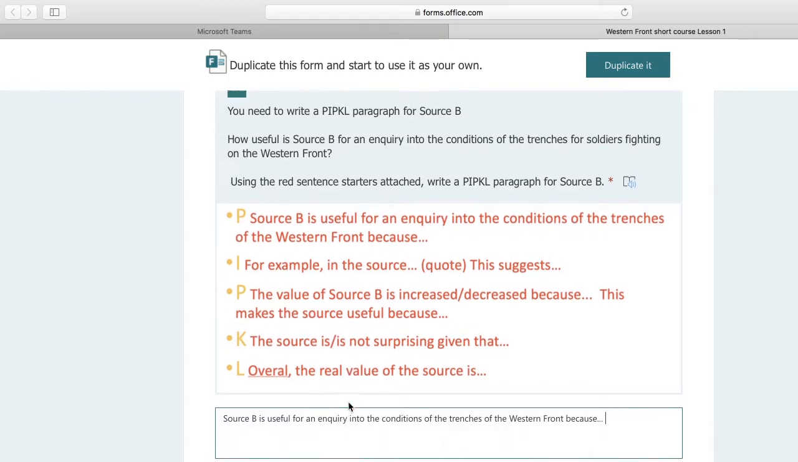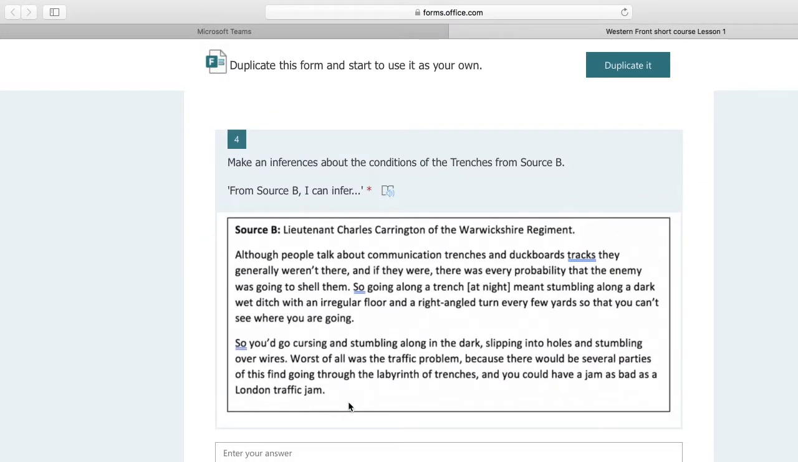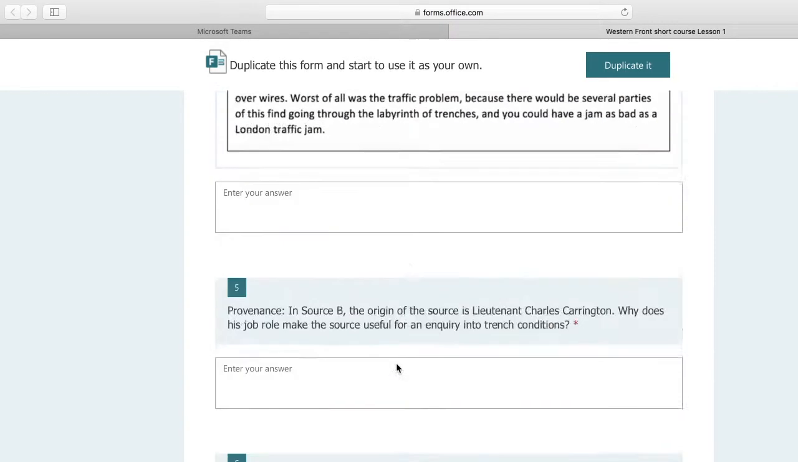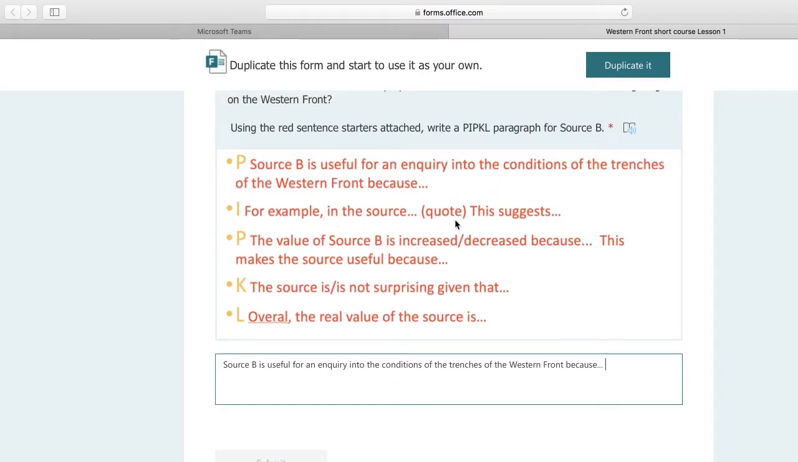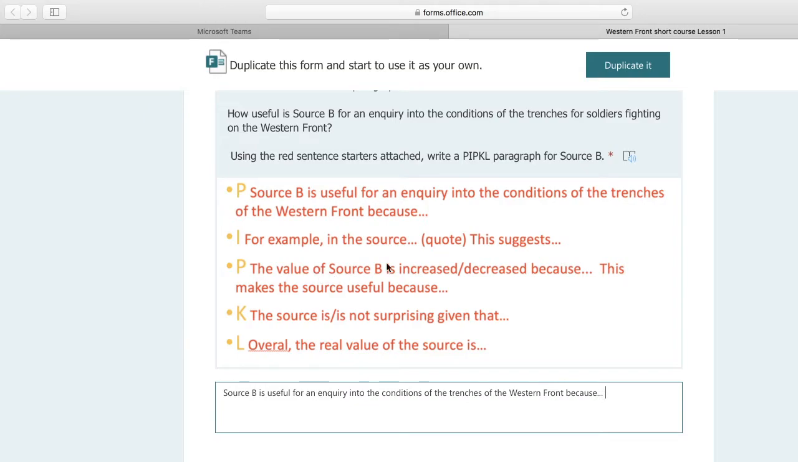And you're going to tell me, what does that source actually tell you? Because as you read it, it's going to tell you things about the conditions of the trenches, so what the trenches are like, and then you're literally just going to write that as your point. You're then going to pick a quote for your example. So for example, in the source, and pick a quote and make an inference based on that quote about what it was like. You could do another inference if you want to, if you're trying to push yourself. You could do 2 inferences.